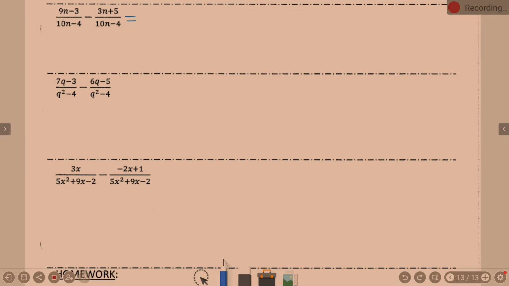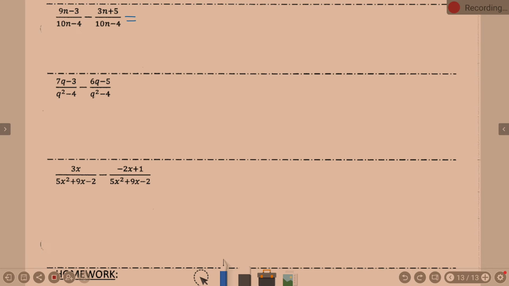Okay, three more examples, maybe only 2. We'll see. 9n minus 3 over 10n minus 4 minus 3n plus 5 over 10n minus 4. It's a mouthful.